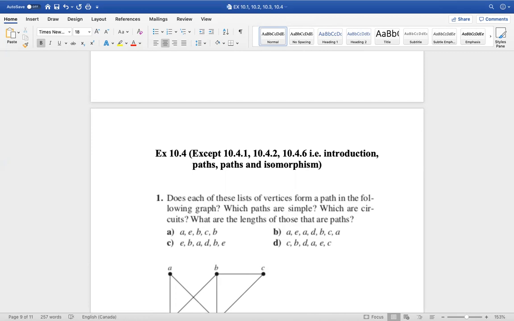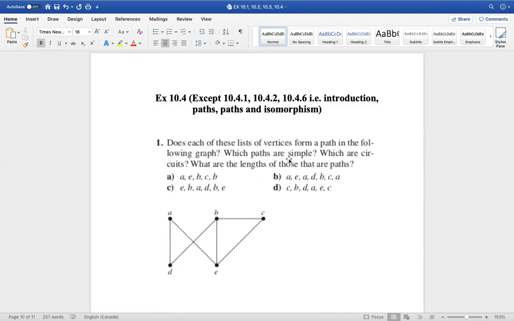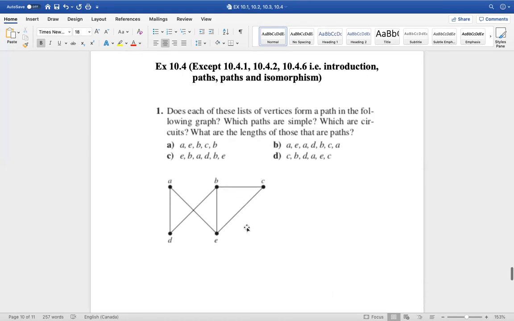So what we have to do is basically determine the path, right? The first question is, does each of these lists of vertices form a path in the following graph? Which paths are simple? Which are circuits? What are the lengths of those paths? If it's a path, we have to tell its length, and then say if it's simple or a circuit. Okay, so let's take part A.